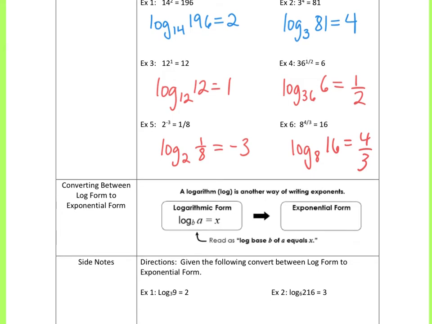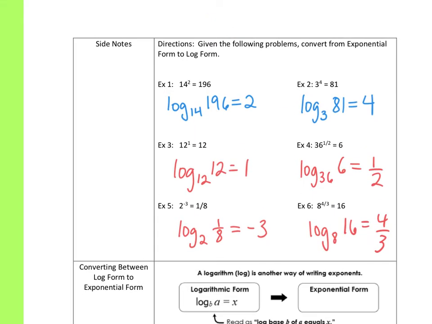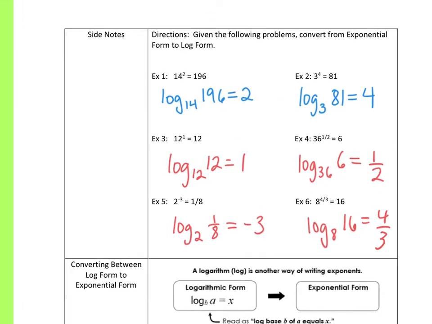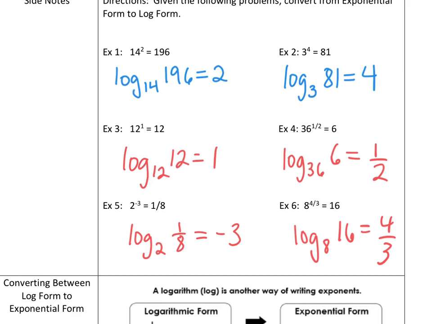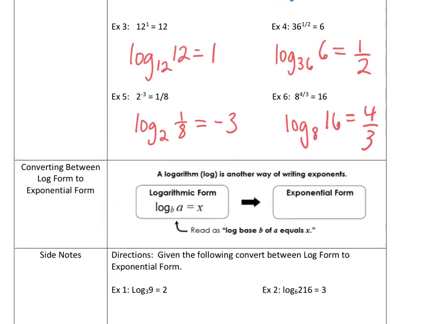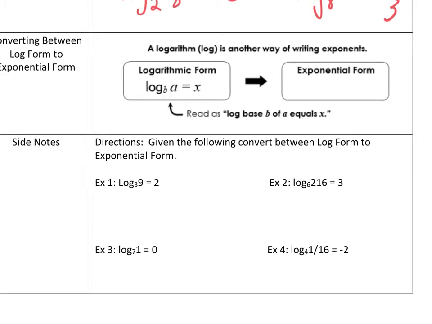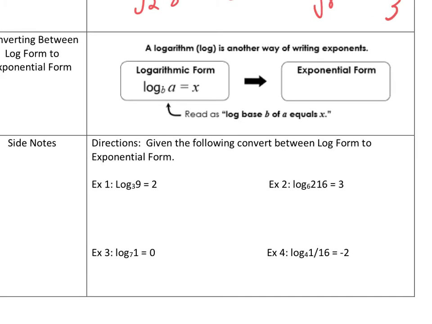Next up, so we converted from what we call exponential form to logarithmic form. Would you agree? We took those exponents, we made them logarithms. We're about to do the same thing, but vice versa. So we're going from logarithm form to exponential form. So the base is still the base. The x is the exponent, and it equals a. You with me? So it's just going back and forth.